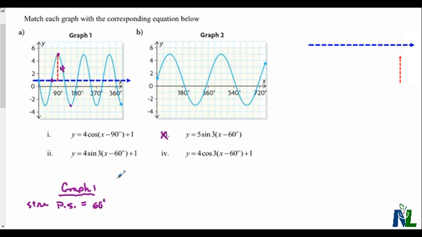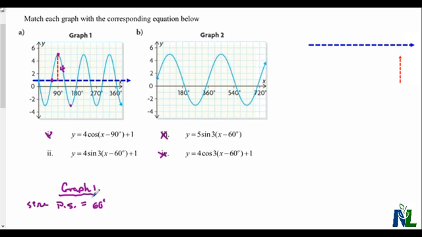So let's have a look and see if we can find anything that fits these characteristics now. I know it's not going to be here. This is a cos graph with a phase shift of 90. And this is a cos graph with a phase shift of 60. So I know it's not that either. So it has to be this graph.